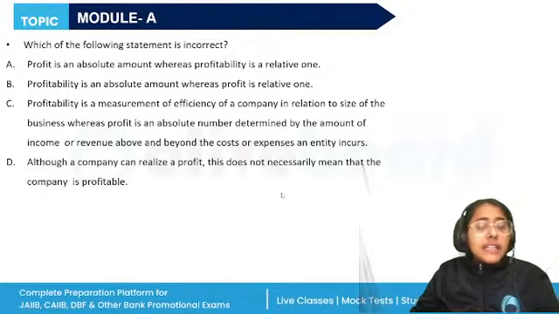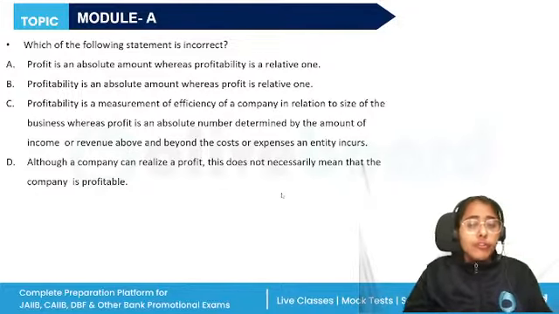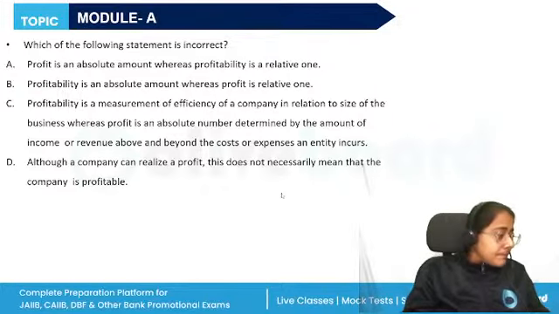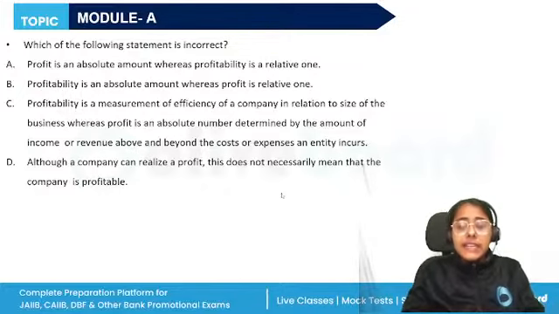Option C says profitability is a measure of efficiency of a company in relation to the size of the business, whereas profit is an absolute number determined by the amount of income or revenue above and beyond the costs of expenses. And option D says, although a company can realize a profit, this does not necessarily mean that the company is profitable. So, go through all of these statements very carefully and then answer which of the following is incorrect.